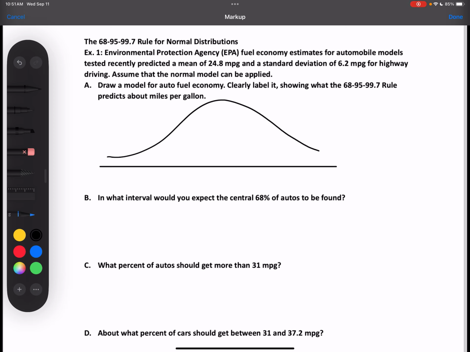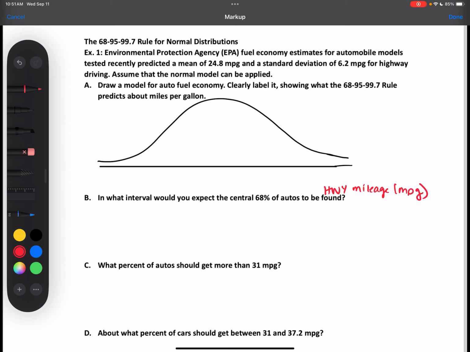I'm spreading it out a little bit just because I need to have plenty of room to write. So these values down here are going to be the highway mileage in miles per gallon. So the mean value they tell me is 24.8. And then I have a standard deviation of 6.2. So that means that I'm going to add 6.2 3 times to get 3 standard deviations in the positive direction. And then I'm going to subtract 6.2 3 times to get it in the negative direction.